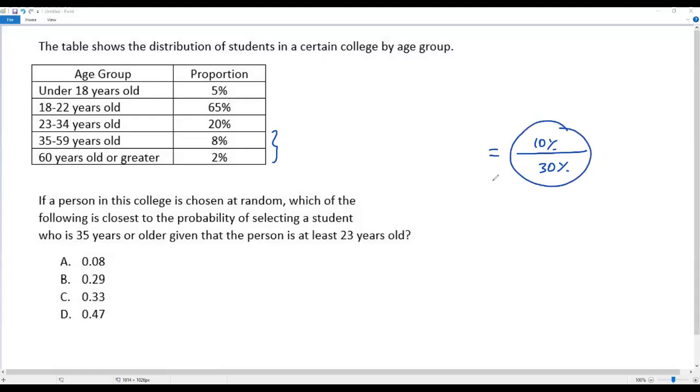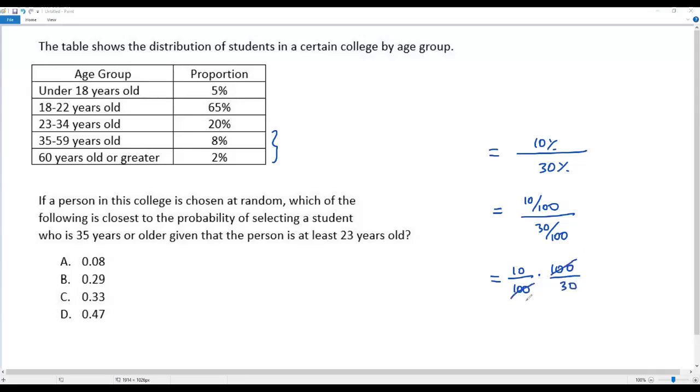Okay, if I simplify this fraction, I'll be getting the required probability, that is the probability of selecting a student who is 35 years or older, given that the person is at least 23 years old. Okay, now let's simplify this one. So the 10% can be written as a fraction, that is 10 over 100, and this 30% can be written as a fraction, 30 over 100. Okay, now let's simplify this one. I'm writing this fraction 10 over 100 as it is, and I change this division as multiplication, and I take the reciprocal for this one. Then I'm getting 100 over 30.